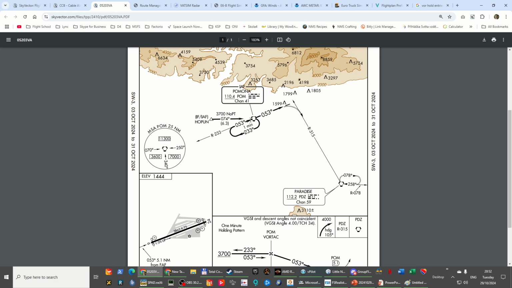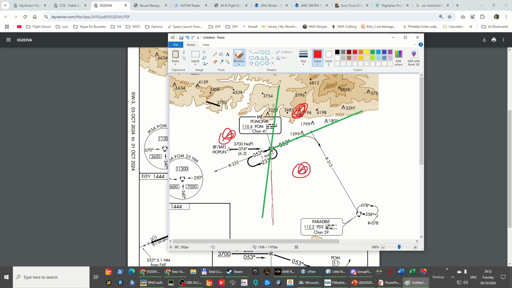If you need additional hold, either for spacing or for more descent, feel free to do that. And if I read correctly, the Victor 363 has a 4,000 MEA, so you could descend a bit earlier. If they give you descent, then yes, you can descend earlier.